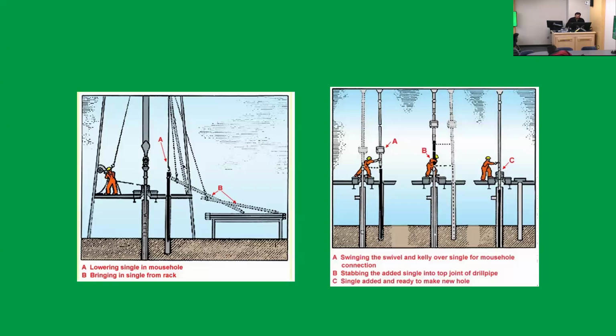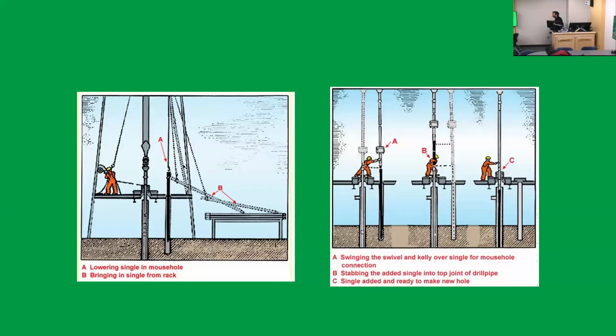You pick it up from the mouse hole, you stab it on the old drill pipe, the one that is hanging above the slips, and then you start drilling. You start circulating and then drilling. You're gonna lose mud. It's inevitable. You're gonna lose mud in the process, but you want to make it as short a time as possible.